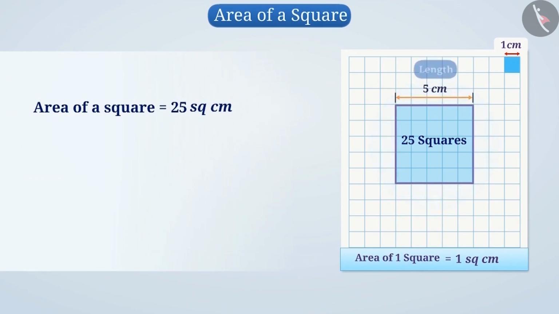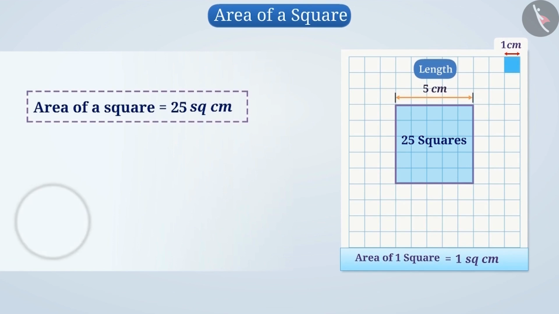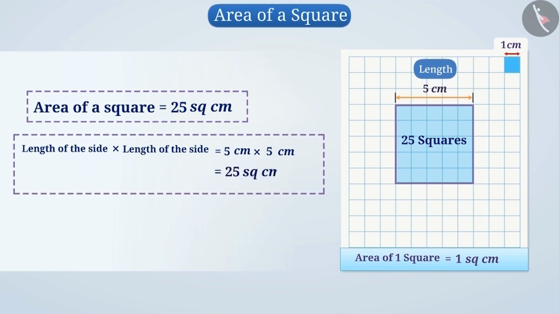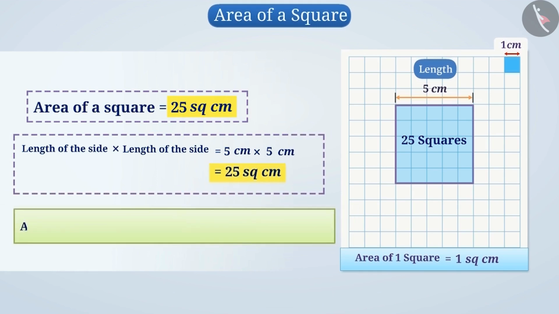What do we infer from the length of the sides and the area of this square? Think for a while. If we multiply the length of the side by itself, we get 5 centimeter multiplied by 5 centimeter is equal to 25 square centimeter, which is the area of this square. In this way, the area of any square is the result of side multiplied by side.